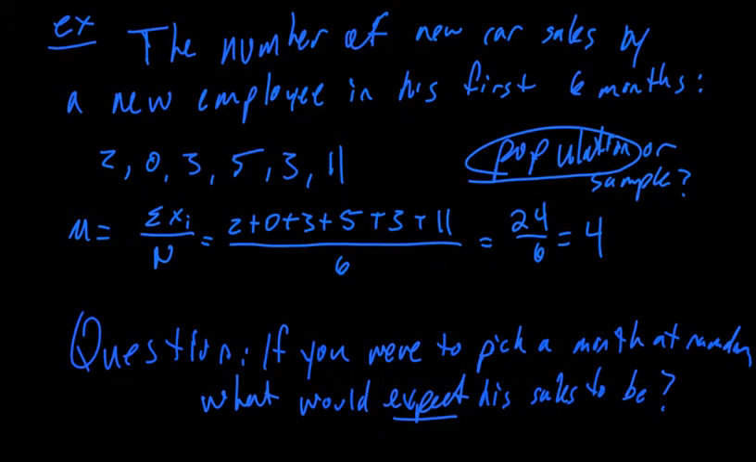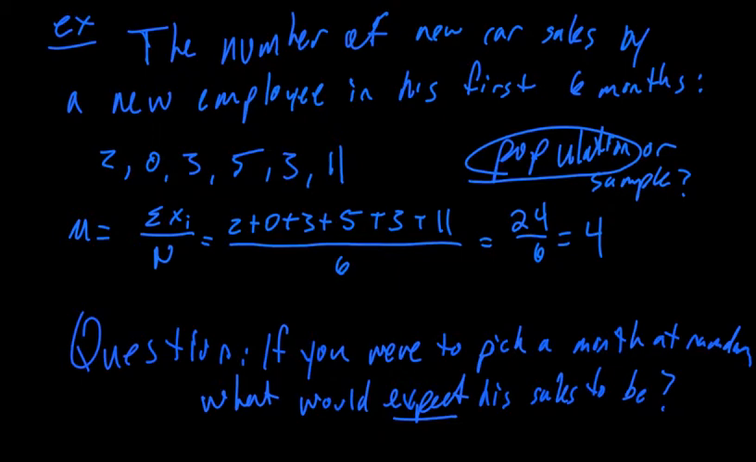Okay, here's a quick example that I think should help us out here. I was trying to write it all ahead of time, so I wasn't trying to write and talk. And I've got a 2-year-old in the other room, so I didn't know how it was going to work out. But suppose this is the number of new car sales by a new employee, a new car salesman, in his first 6 months, no other months he's worked there as a car salesman. We're just talking about just him, just his sales. And his sales for the first 6 months, respectively, were 2, 0, 3, 5, 3, and 11.